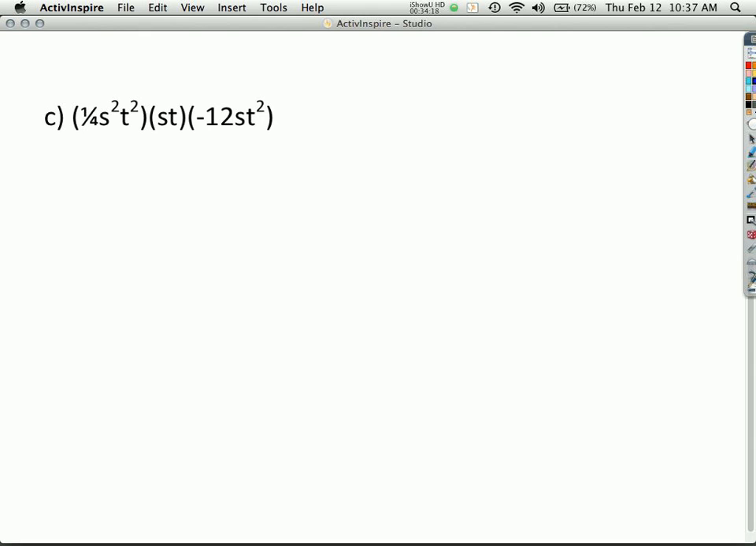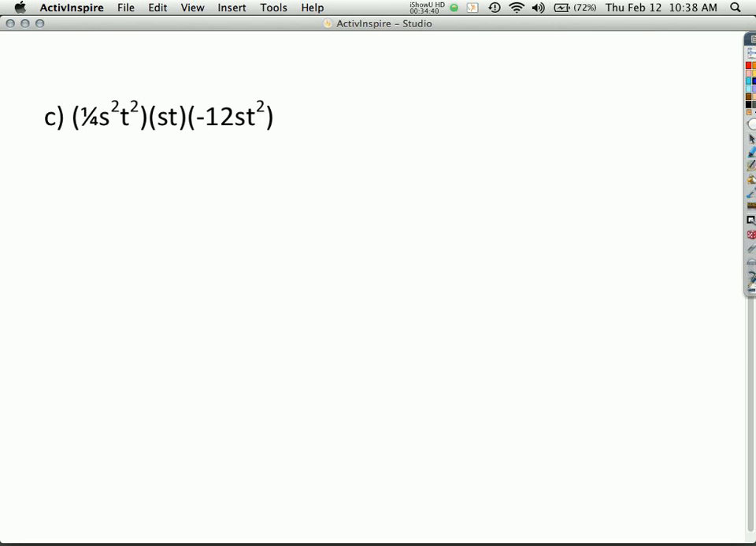Now I'm going to pause you again. How did you write it? How'd you write it, Sean? 1/4 times s to the second times t to the second times s times t times negative 12 times s times t to the second. Now every time you said times, was that saying that there was a multiplication dot on your paper?